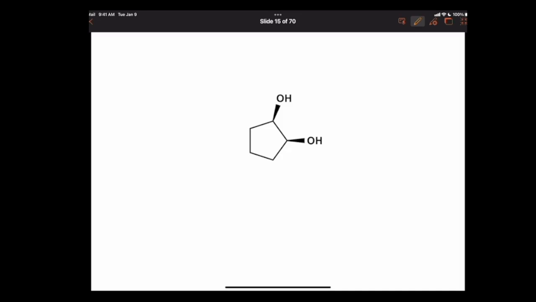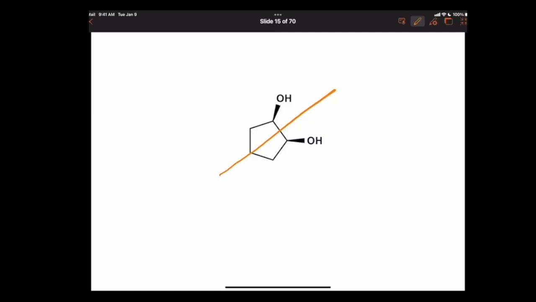Does it have asymmetric centers? Yes. Okay, how many does it have? 2. Does it have an internal plane of symmetry? Can I draw a line that makes one half look like the other half? Right through there, if I were to put a mirror right through there.